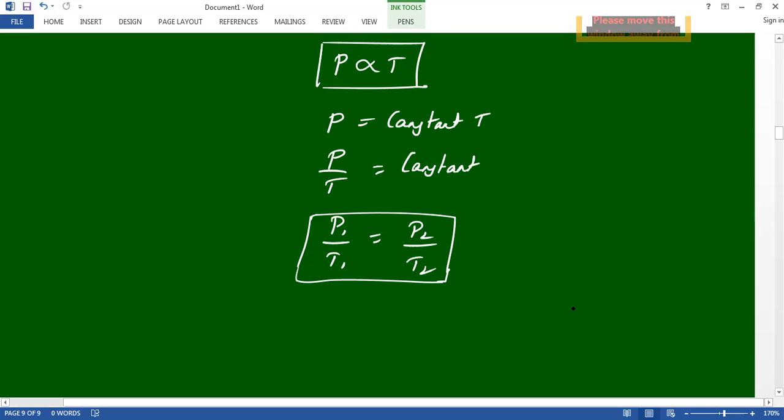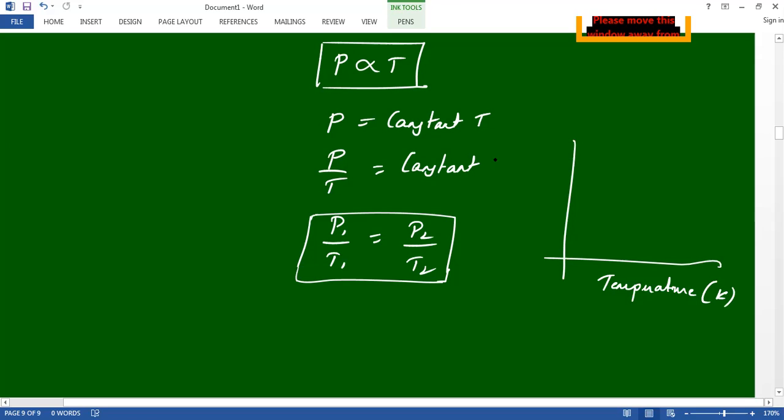The graph will be like this, pressure versus temperature. All the gas laws, that is Boyle's law, Charles law, and Gay-Lussac's law, are valid provided the temperature is in Kelvin and pressure is in Pascal. So this is the graph of pressure versus temperature.